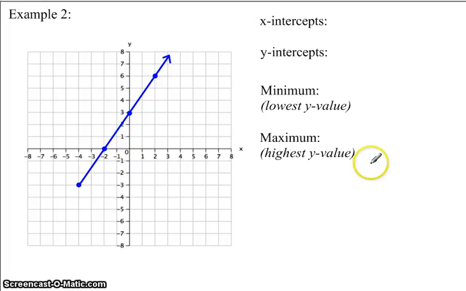Okay. X-intercepts. Where does it cross the x-axis? Again, only in one spot. It's right here at -2. The y-intercept, it only crosses the y-axis at one spot. That would be right here at 3. The minimum value, the lowest y value, well, we can see it's pretty clear here. It starts down here, right at this point, and the y value there is -3.